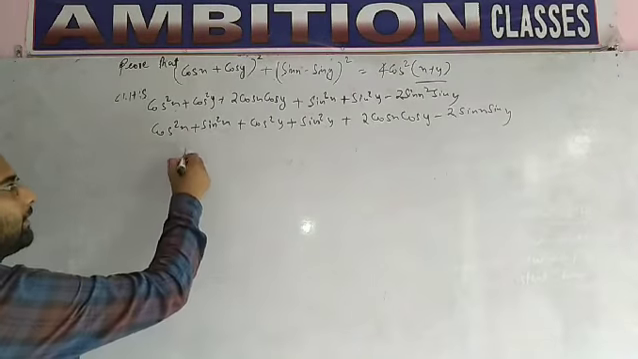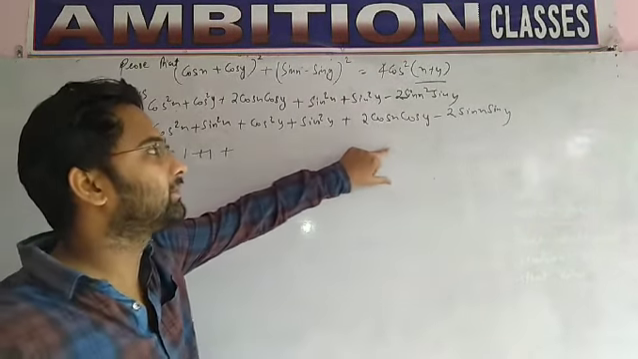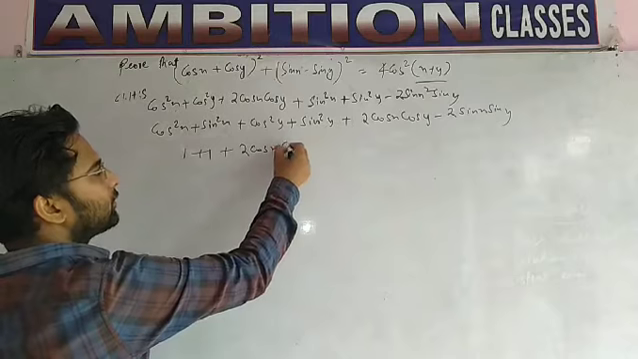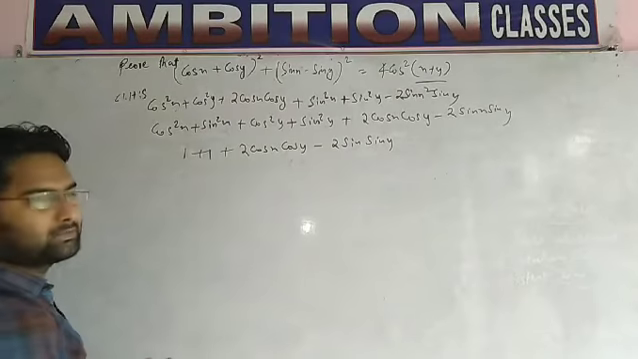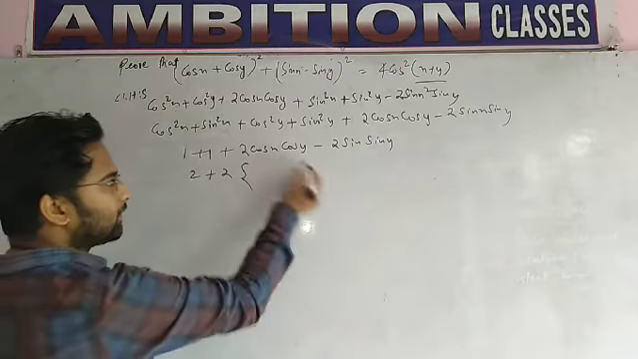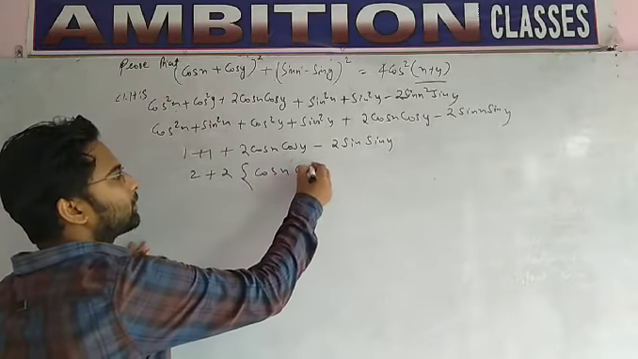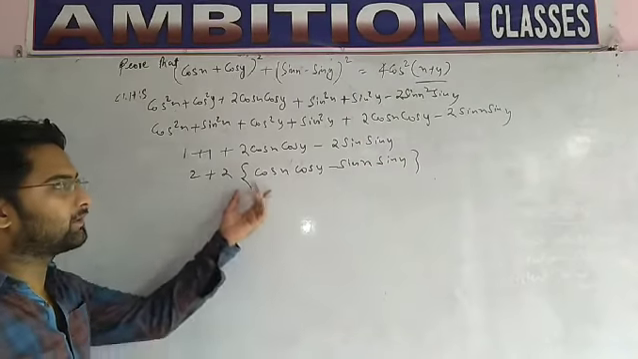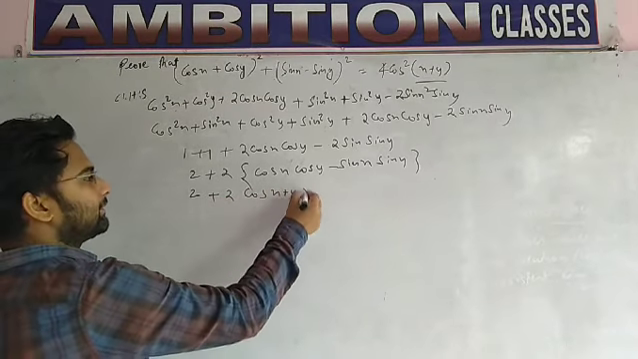Now what we have here, it will be 1, here it will be 1, 1 plus 1. Now we have 2 cos x into cos y minus 2 sin x into sin y. Here it will be 2, here it will be 2. 2 plus, we will take 2 as common. Now what we will have, cos a cos b minus sin a sin b, it will be cos x into cos y minus sin x into sin y. So what is the formula for cos a plus b? So it will be 2 plus 2 into cos of x plus y.